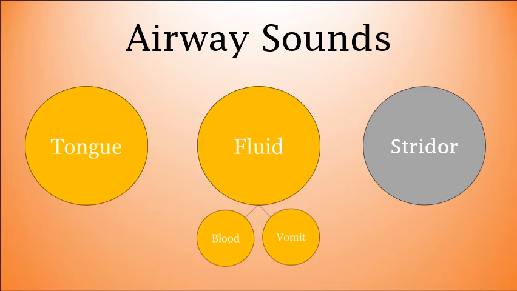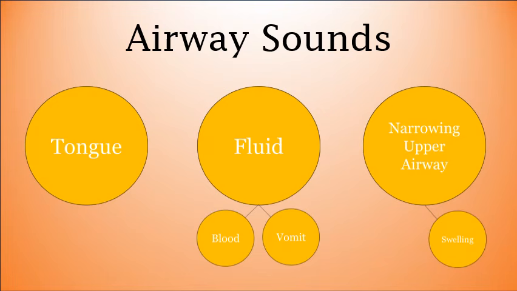Now with stridor, I think this one's kind of interesting for some reason, but stridor is a high-pitched whistling sound that is caused by a narrowing of the upper airway. So if you think about what you have to do to whistle, I can't whistle, but you have to purse your lips together. If I keep my mouth open and I go, that's not going to create a whistle sound. So what could narrow that upper airway? The first one, which is on the wrong side for some reason, is swelling.